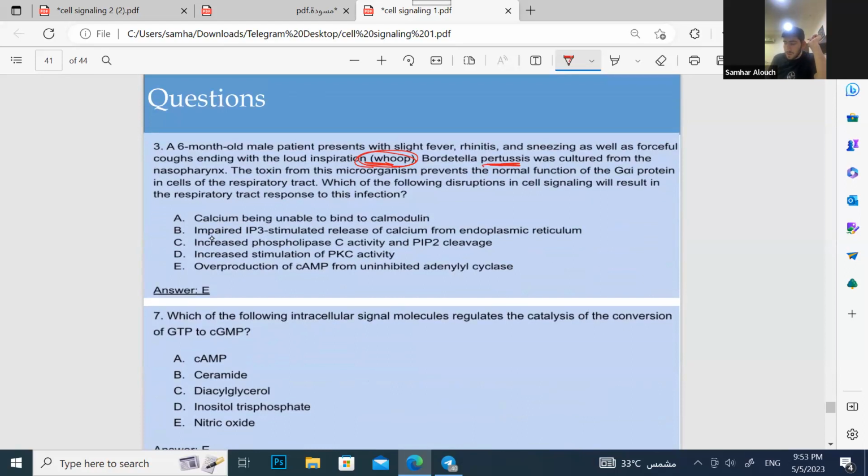And so the question, I will not read the whole thing. Which of the following disruptions in cell signaling will result in respiratory tract response to this infection? So it's just saying pertussis happens due to what? We took that pertussis is due to inhibition of the G inhibitory. So if we inhibit the inhibition, we will have very high stimulation of cyclic AMP because adenylyl cyclase will be overused and we have a lot of cyclic AMP. So the answer is overproduction of cyclic AMP.